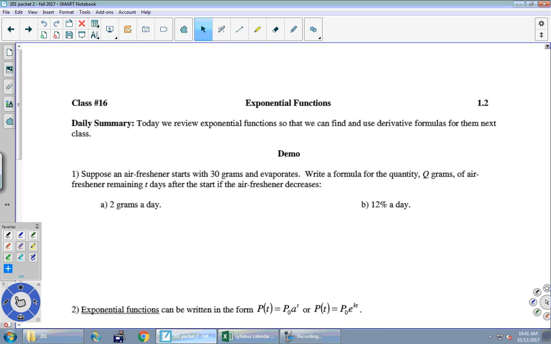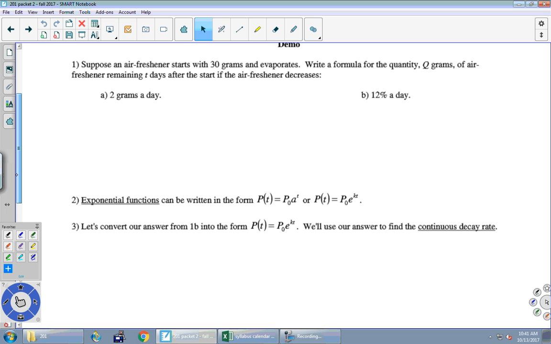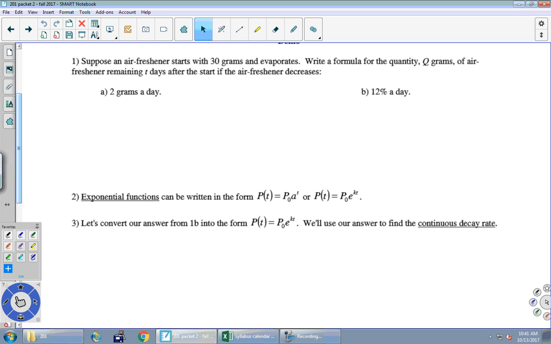Okay, so let's jump in here on page 19. Today we review exponential functions so that we can find and use derivative formulas for them next class. Number 1, suppose an air freshener starts with 30 grams, that's 30 grams of the chemical inside of the air freshener, and then it evaporates.